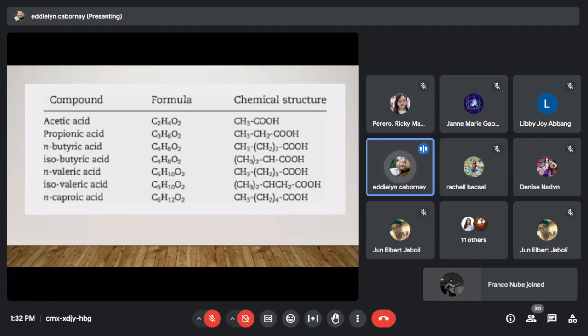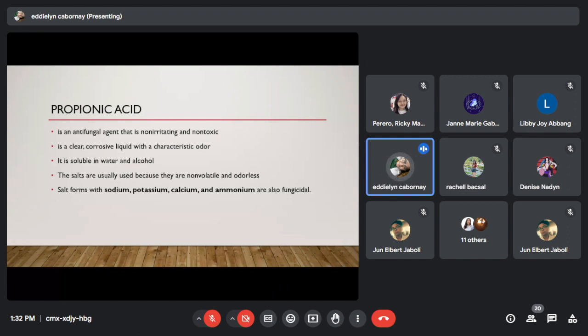The most common fatty acid used here as an antifungal is propionic acid. So let's discuss propionic acid. It is an antifungal agent that is non-irritating and non-toxic. It is a clear, corrosive liquid with a characteristic odor, soluble in water and alcohol. The salts are usually used because they are non-volatile and odorless. The salts are formed with sodium, potassium, calcium, and ammonium, and they are used as fungicidal.